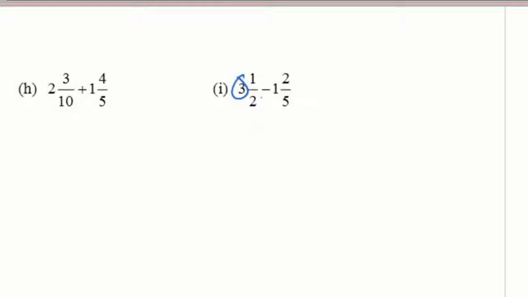To convert this to a regular fraction, 3 times 2 gives me 6, plus the 1 is 7 over 2. I can simplify that back to a mixed fraction again if I want, but the idea is I have 3 halves and then an additional 1 half.